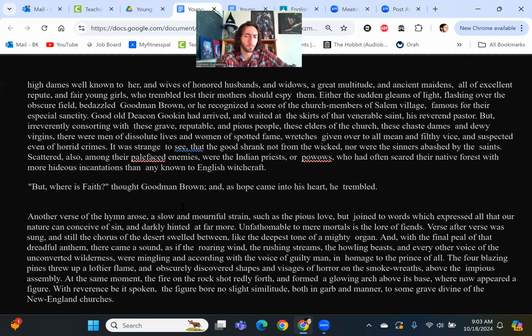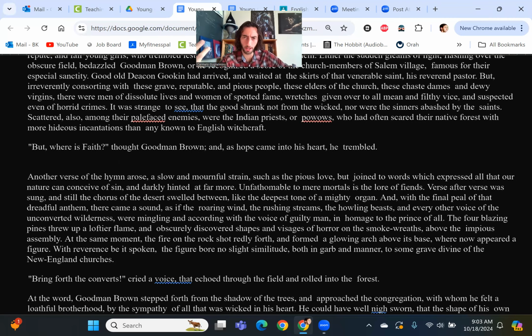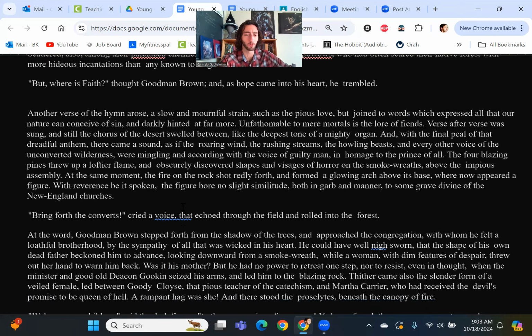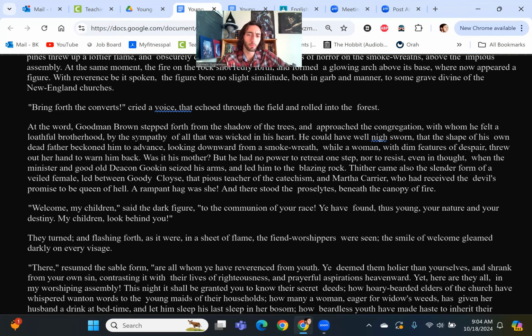And they sing this hymn of dark, evil, sinful stuff. And out of the voice of that figure at the front says what? "Bring forth the converts." At the word, Goodman Brown stepped forth from the shadow of the trees and approached the congregation, with whom he felt a loathful brotherhood. By the sympathy of all that was wicked in his heart, he could have well nigh sworn the shape of his own dead father beckoned him to advance, looking downward from a smoke wreath.